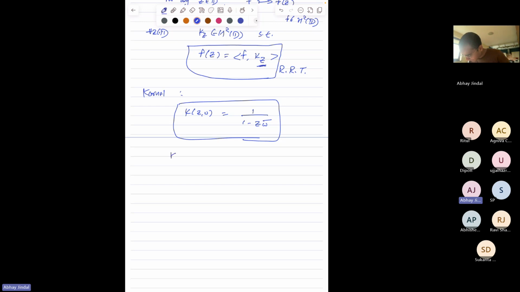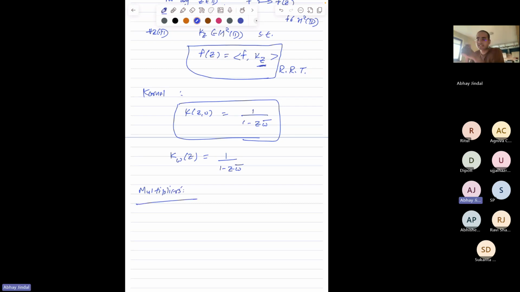So this is actually k_w evaluated at z. Note that 1 upon 1 minus z w bar is analytic in z. So this is just an appropriate representation. Okay, now let's come down to multipliers.